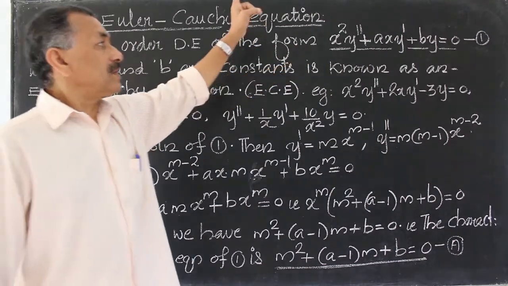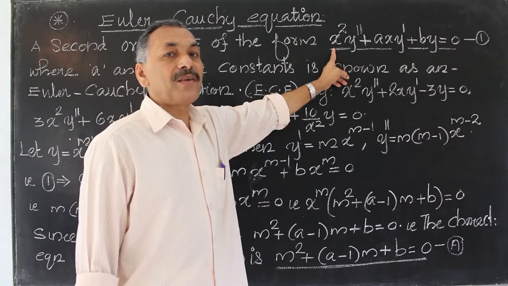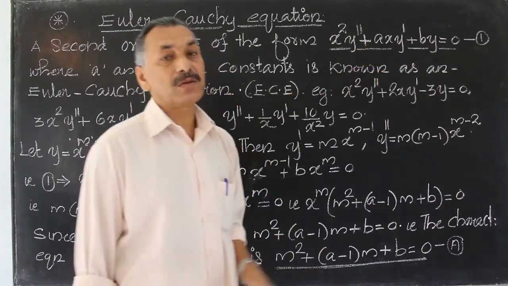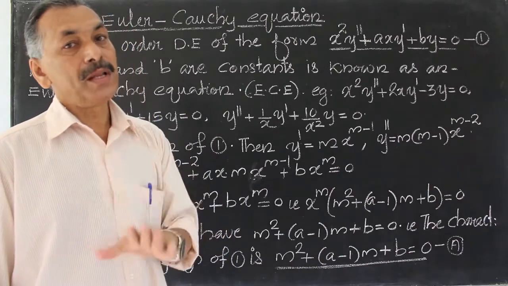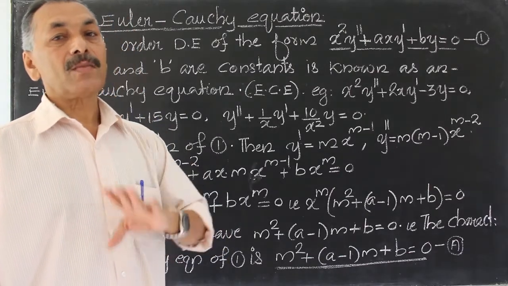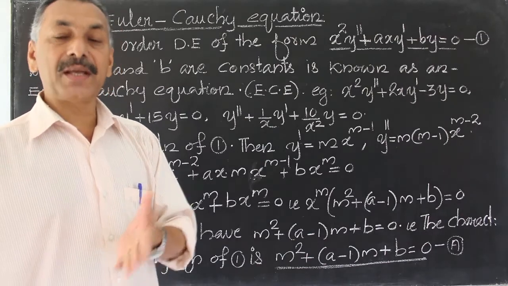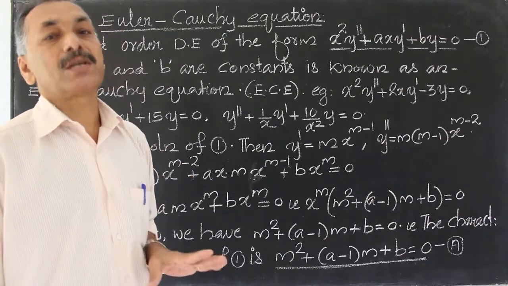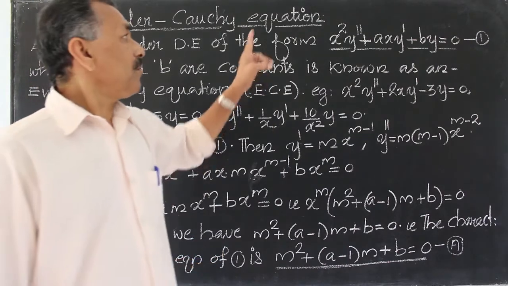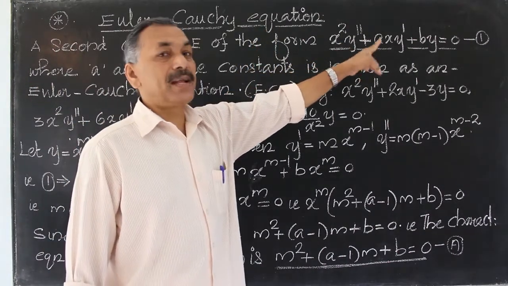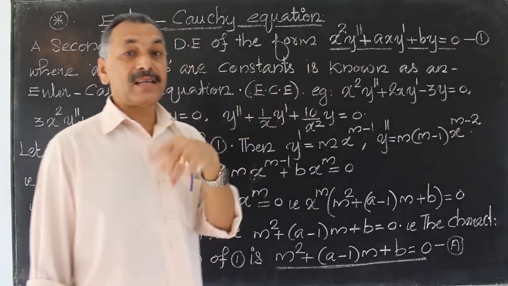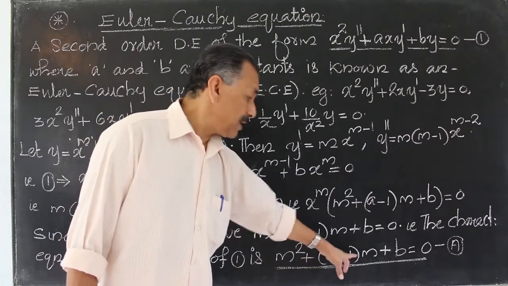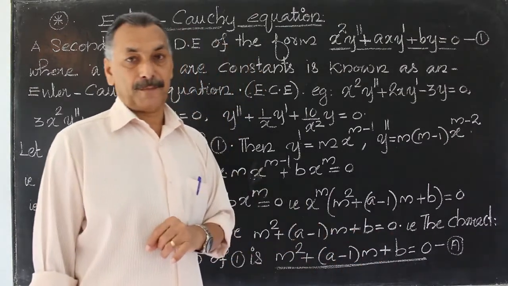Okay? A second order differential equation of this form, x square y2 dash plus ax y dash plus by is equal to 0, is known as the Euler-Cauchy equation. The coefficient of y2 dash must be x square, the coefficient of y dash must be a term with x, and the coefficient of y must be a constant. Then what is the characteristic equation? The characteristic equation is m square plus (a minus 1) into m plus b is equal to 0.